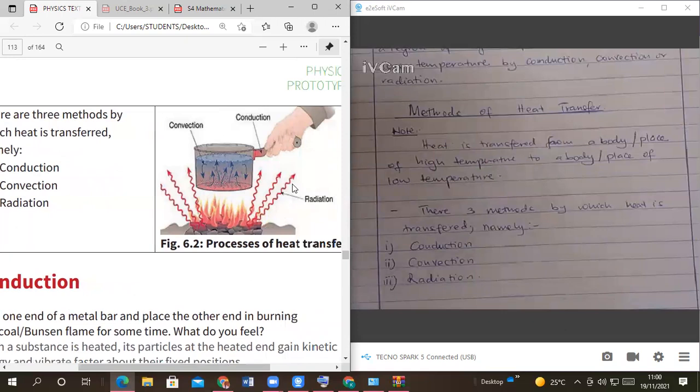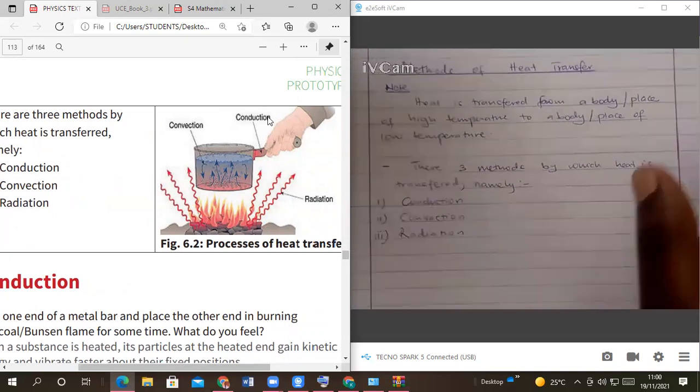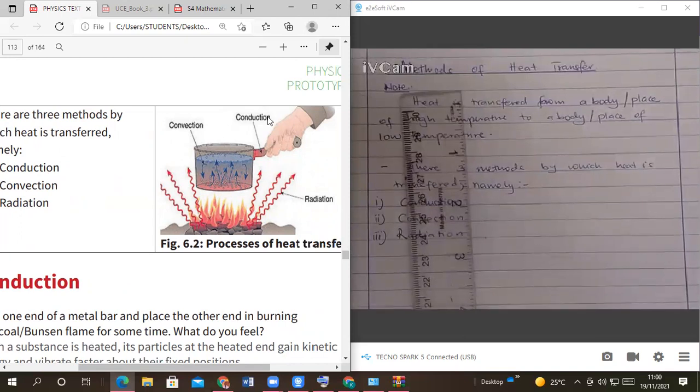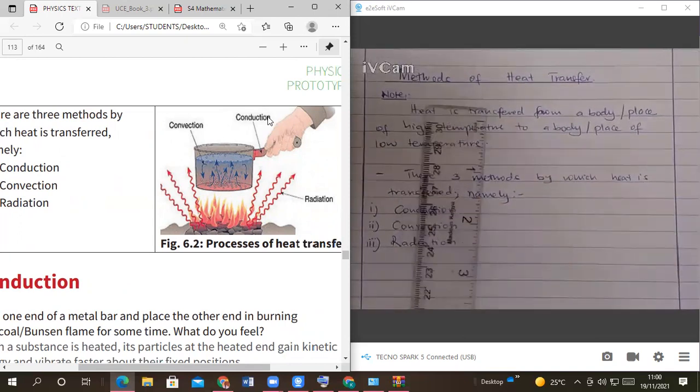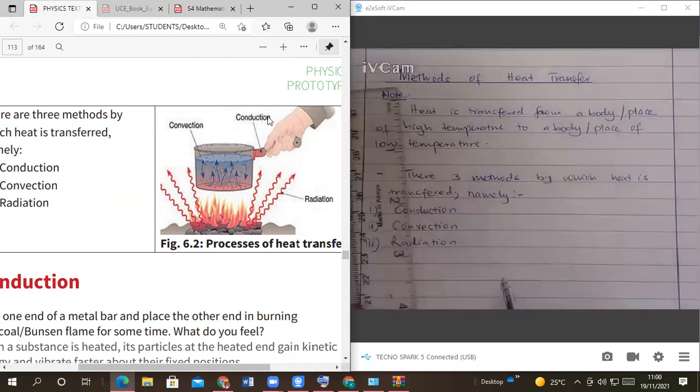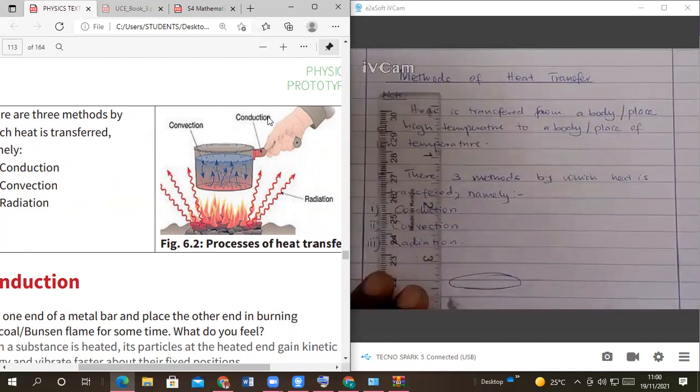Okay, now here they are showing you a saucepan, and they can show you how these methods happen during the heat transfer. So we can do that small diagram there, because these are our notes, this is our book. So you can do whatever you want, but for you to understand very well.